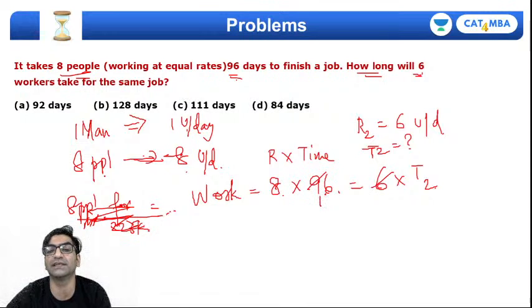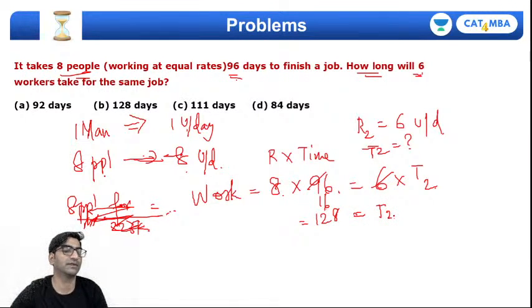6 into 16, 16 into 8 is 128 marks in the Symbiosis law exam.